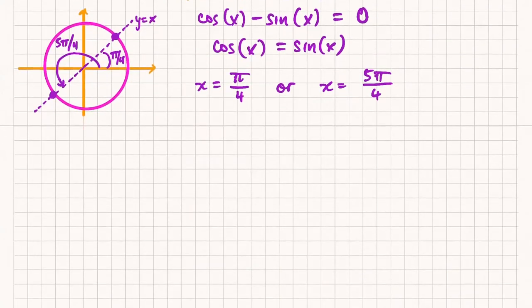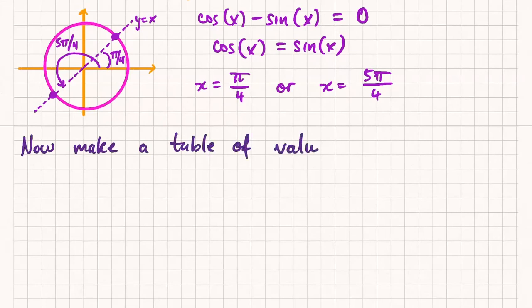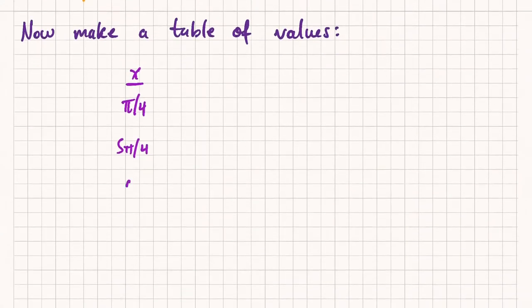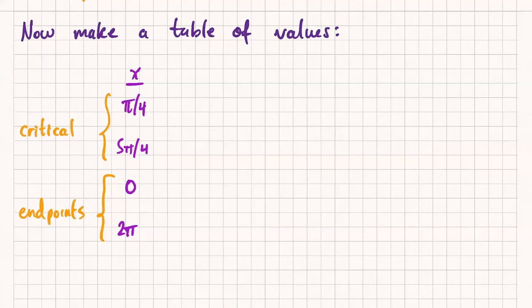All right, now we make our table of values, because we're done with the critical numbers. Okay, so what x values do we need? First of all, I need my critical numbers, pi over 4 and 5 pi over 4. And then I need my endpoints, which were 0 and 2 pi. And I substitute those back into the original function, which was e to the negative x sine of x.